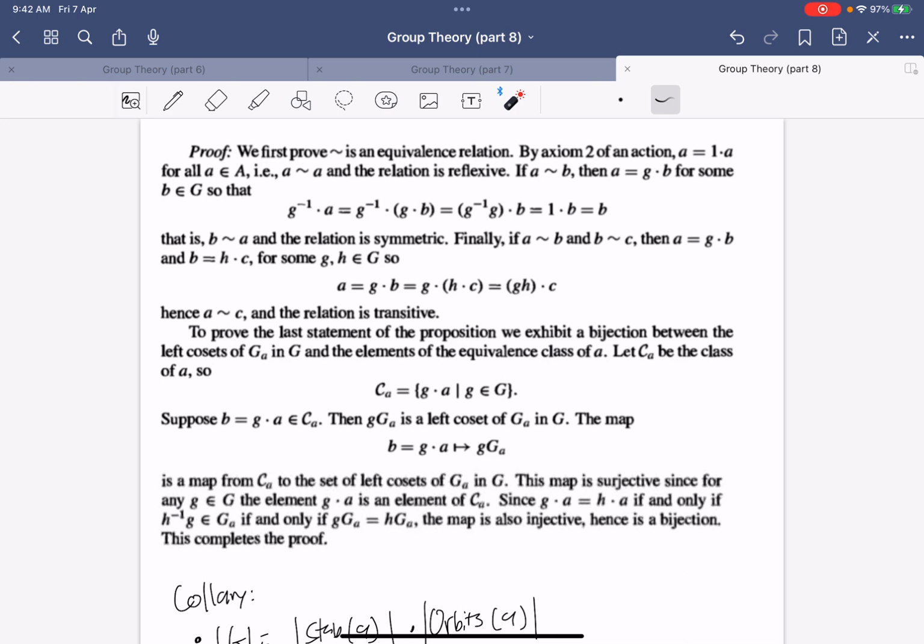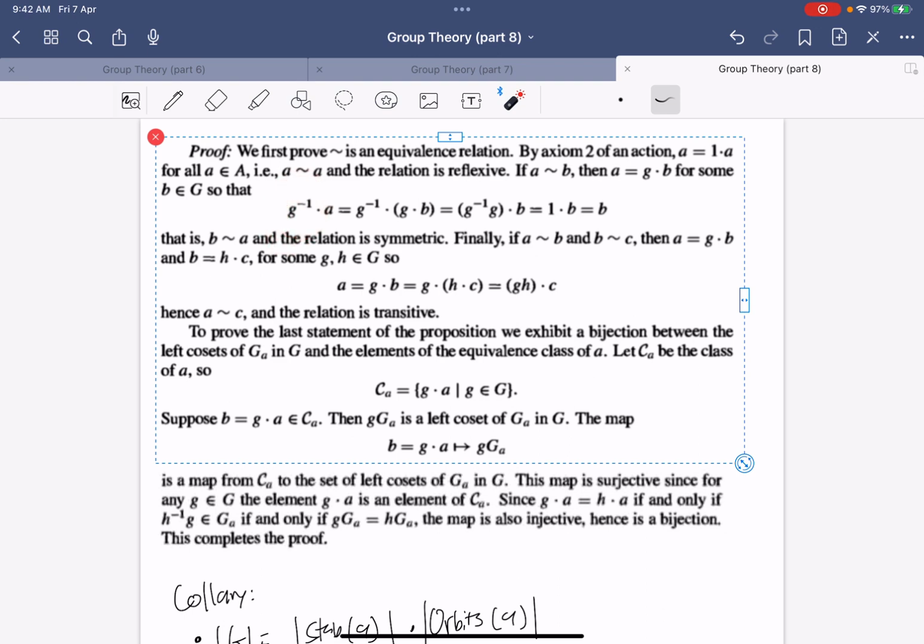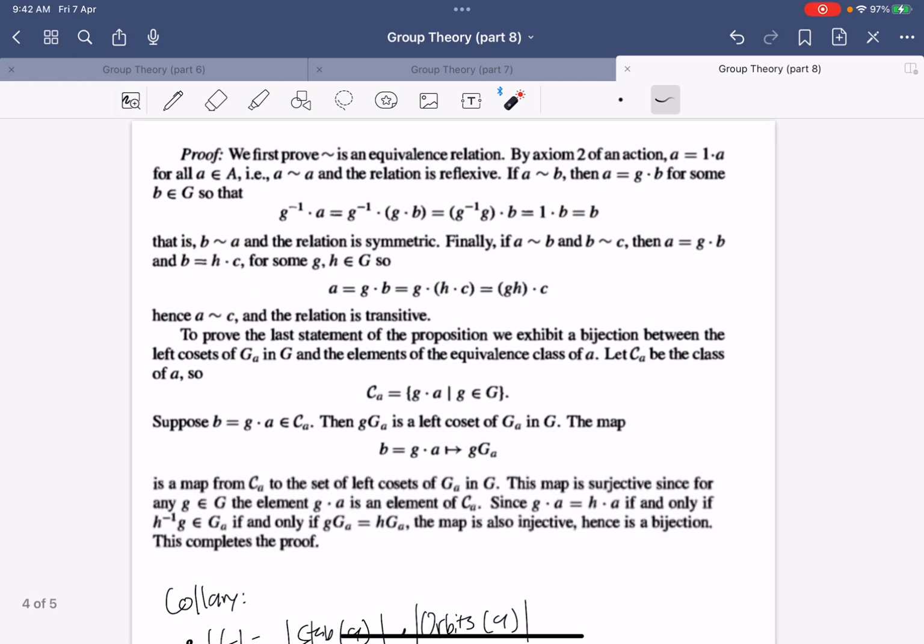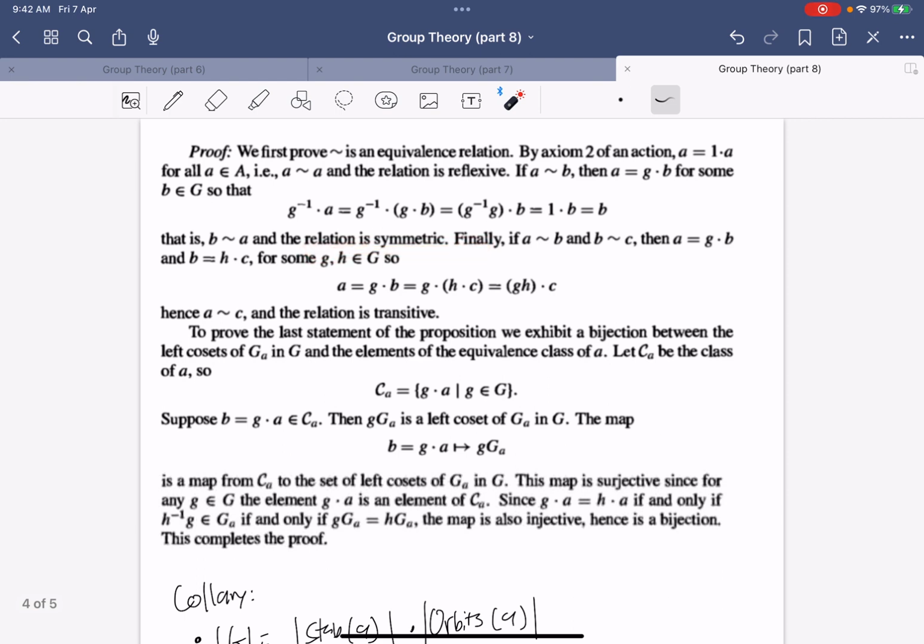So we'll first prove that it's an equivalence relation, and it's a really simple check that it's reflexive. And for symmetry, if A is equivalent to B, then A equals G dot B. And so when you take the inverse, it will equal B. And so now B is equivalent to A, and hence the relation is symmetric. And for transitivity, you can again check that the relation is transitive.